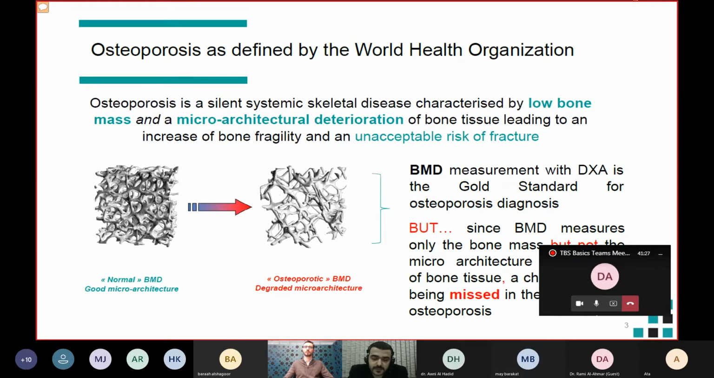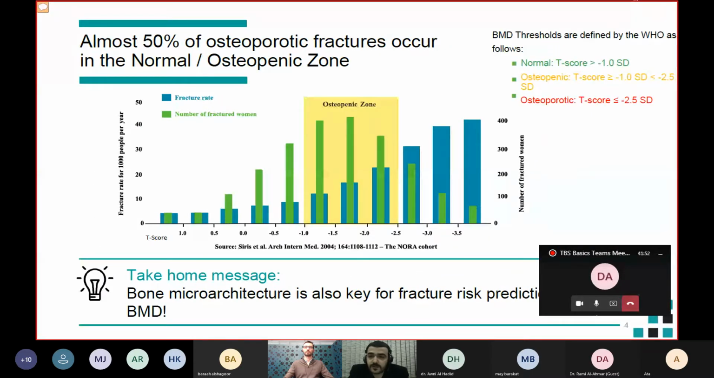Okay, so the DEXA machine, as you know, is the gold standard for osteoporosis diagnosis, but it's only giving me the BMD values, the quantity of bone over the area. So what have we missed? Depending on that, we have missed the microarchitectural deterioration. We do not have this information yet. So that's why we have lots of patients, as you can see in this slide, who are fractured even if they are in the normal and osteopenic zone. Why? Because we are not looking at the microarchitectural deterioration.